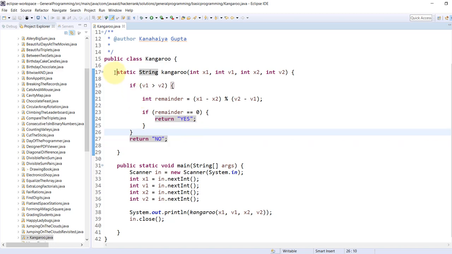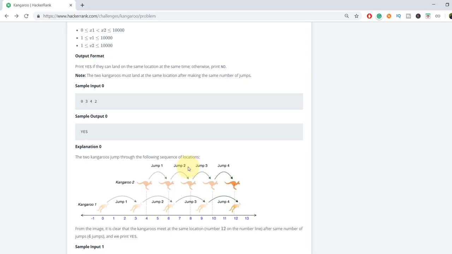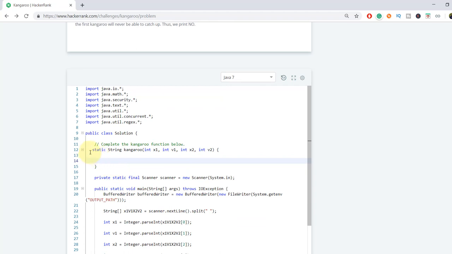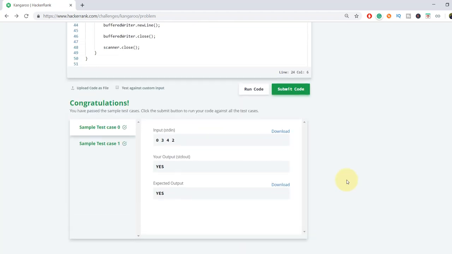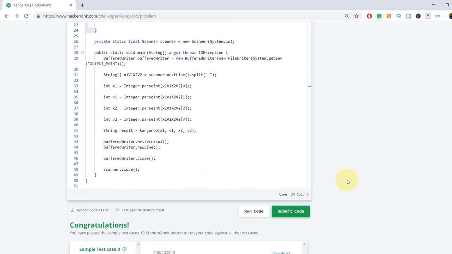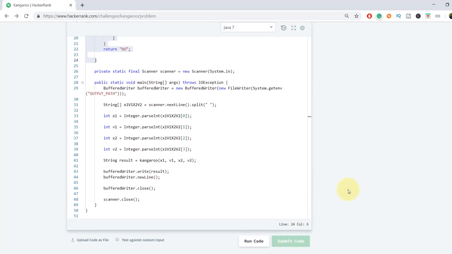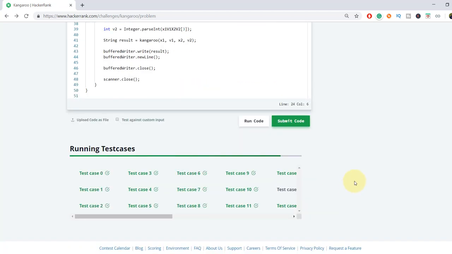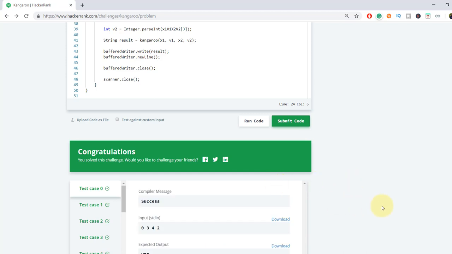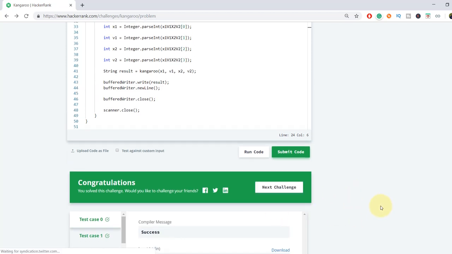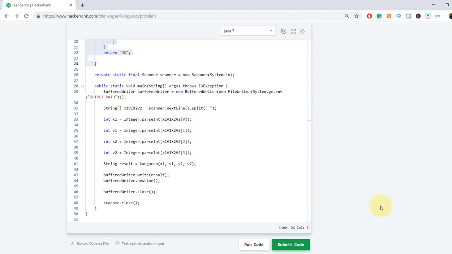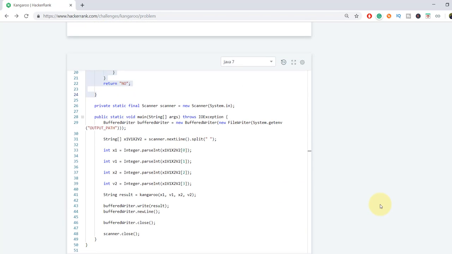So let's run this code on the HackerRank platform. You can see the sample test case passed. Now I am submitting this code. Congratulations, guys. You have done a good job. Now you can see all test cases passed. I hope it's pretty clear to you guys.